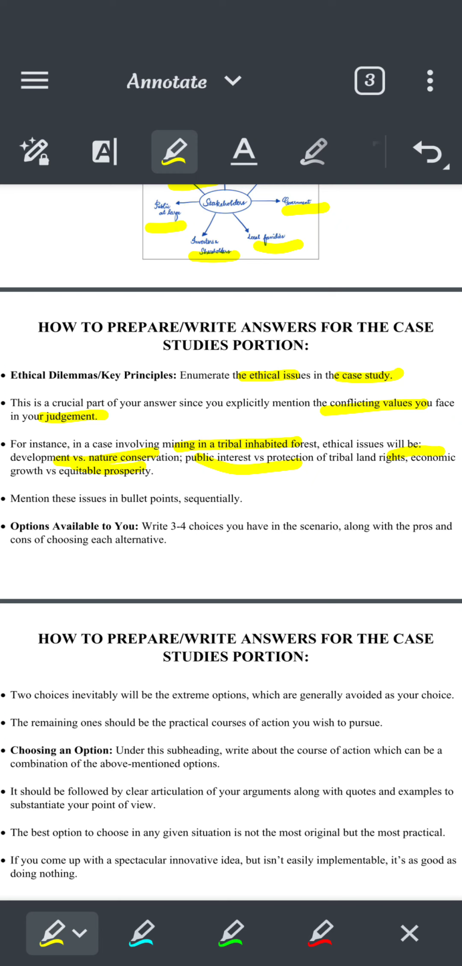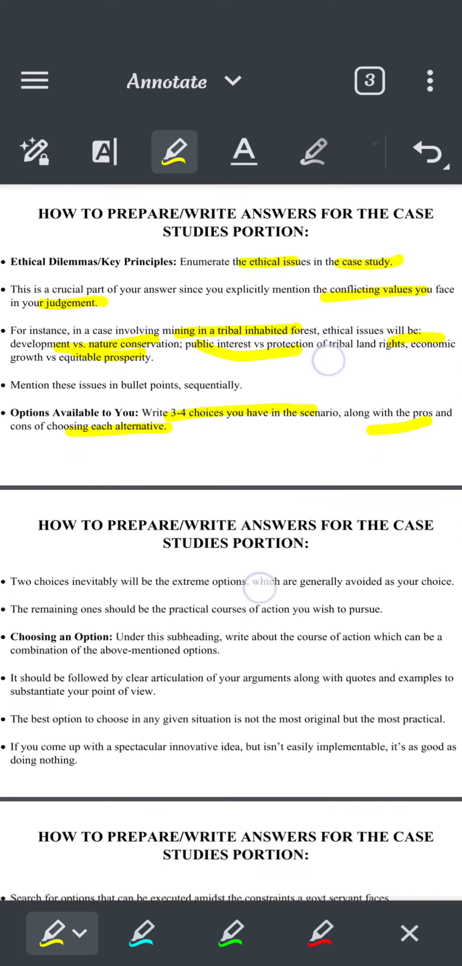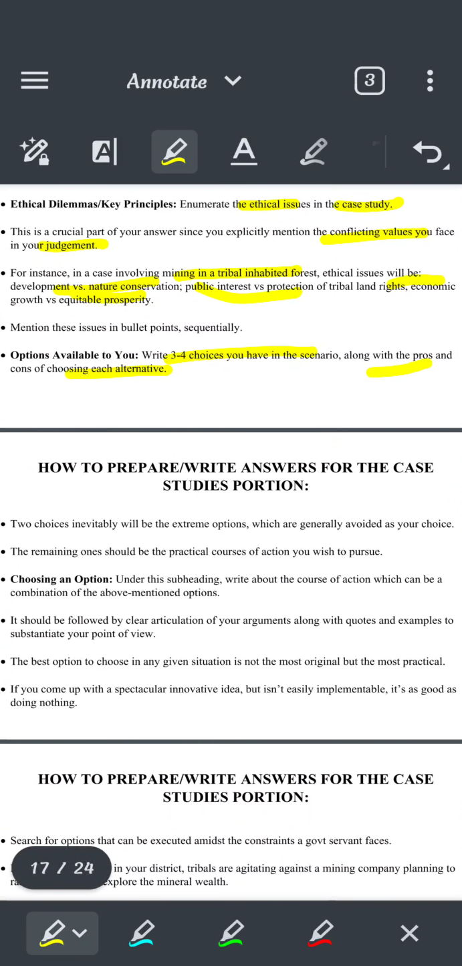Next you should write about the options which are available to you. Write the 3-4 choices you have in the scenario along with the pros and cons of choosing each alternative. Two choices will inevitably be the extreme options. You can directly eliminate them, as they are generally avoided as your choice. The remaining ones should be practical courses of action you wish to pursue.